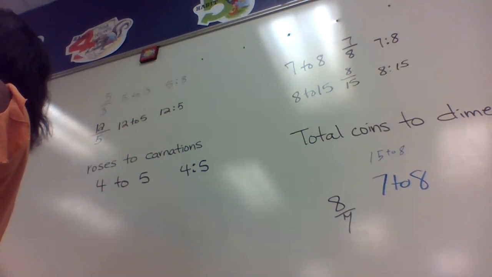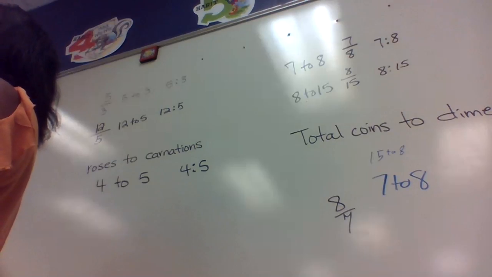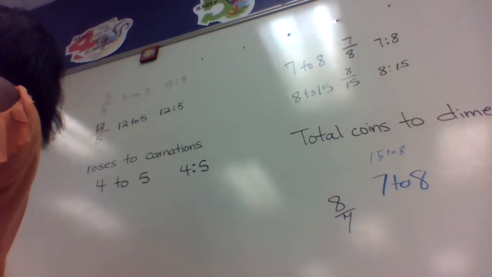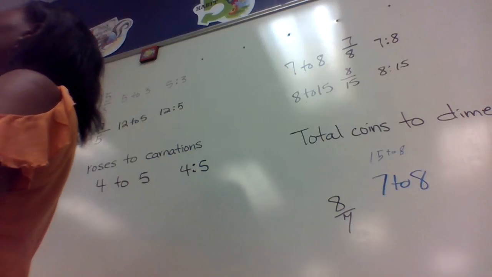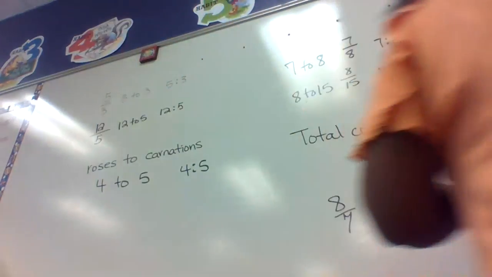Number 8. Craddock and Parn each have a plate of apple slices and orange slices. The ratio of apple slices to the total number of slices on Craddock's plate is 4:11. All right, so apples to total is 4:11.